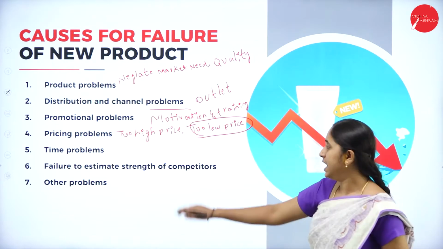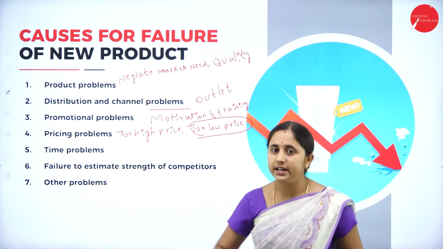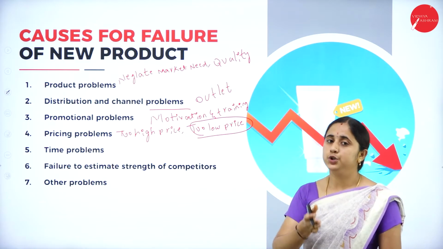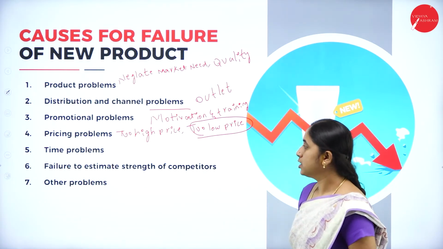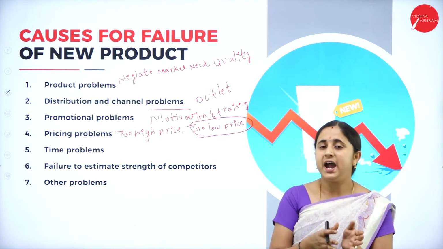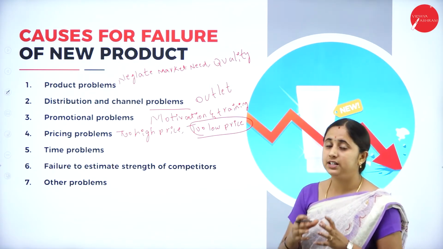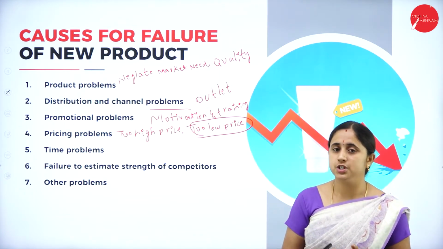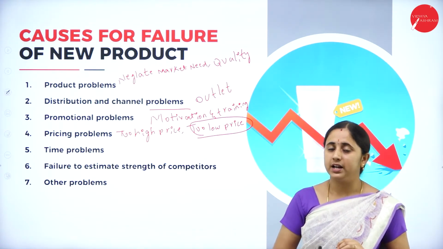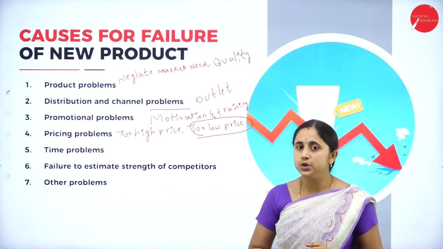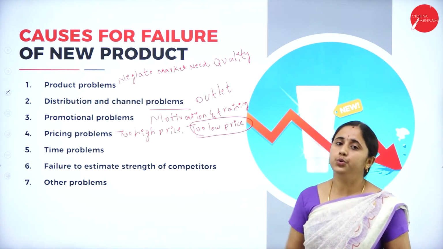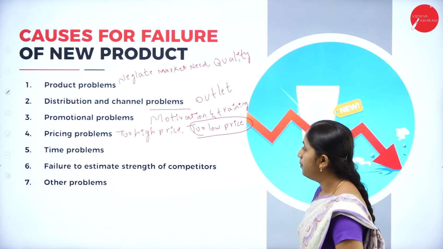Next, the time problem. Under time problem, introducing a product too early to the market or too late to the market. So these two are the time problems. For example, in this pandemic situation, the demand for hand sanitizer as well as masks is high. If you produce the product before the pandemic period, it fails in the market. Then after the pandemic period, if you produce such products, they also fail. So the reason under time is introducing the product too early or too late. So this is all under time problem.